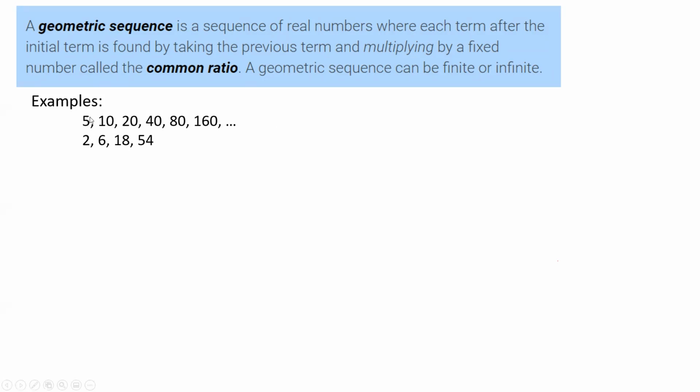So I start with 5. 5 times 2 is 10. 10 times 2 is 20. 20 times 2 is 40, and so on. So I'm multiplying by 2 for that.